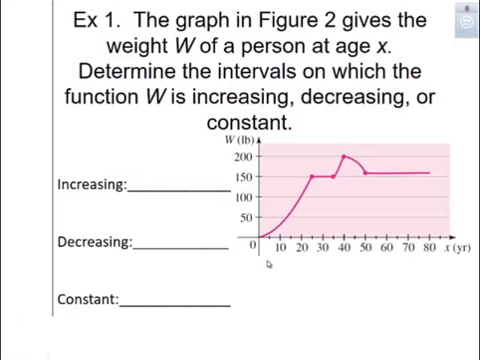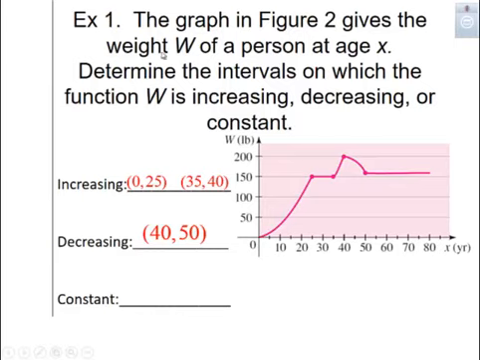All right, so increasing, I see that it's definitely increasing here to here, and that looks like that's from 0 to about 25, and then also from 35 to 40. So I'll say those are my increasing intervals, and then decreasing, it's decreasing at this location. So that's from 40 to 50, and then where it's constant is from here to here and from here to here.